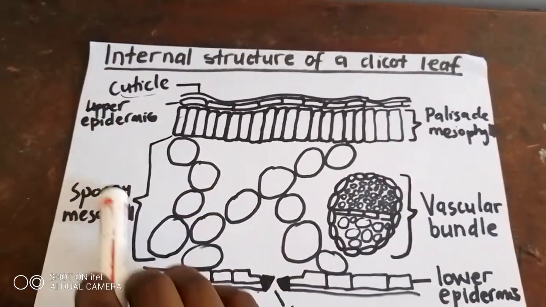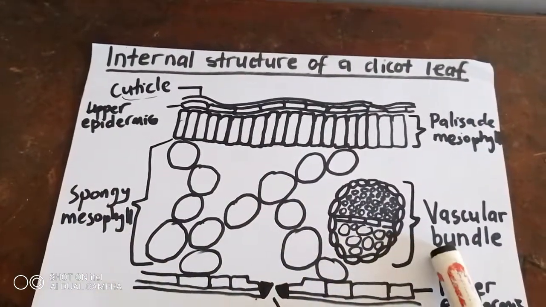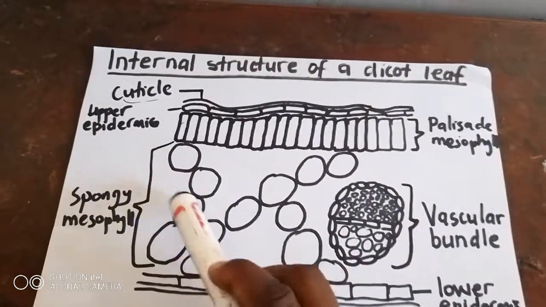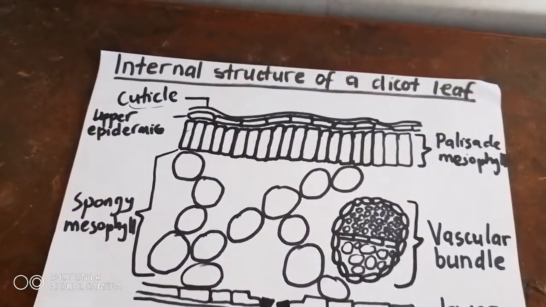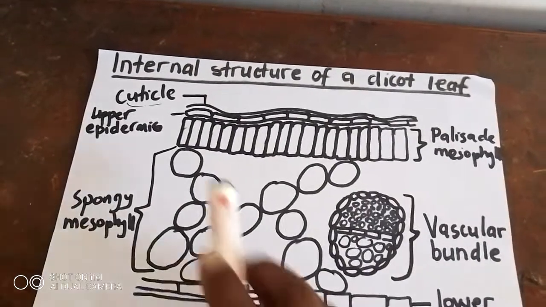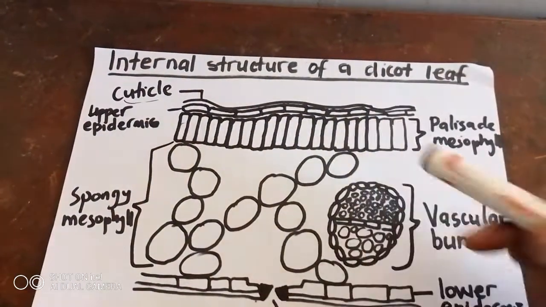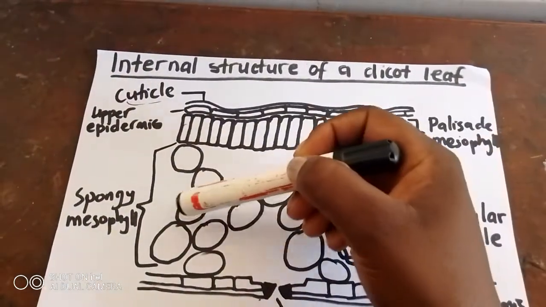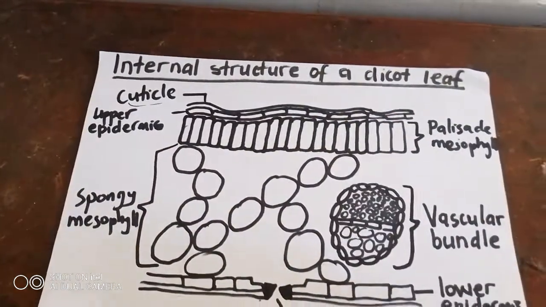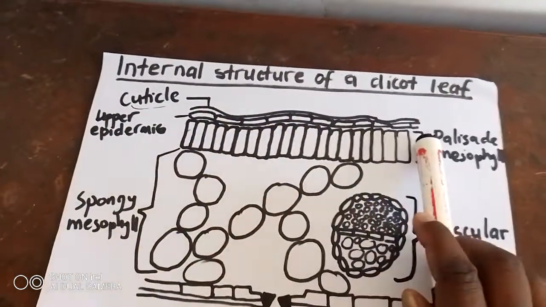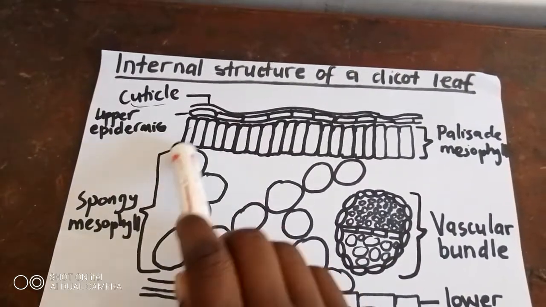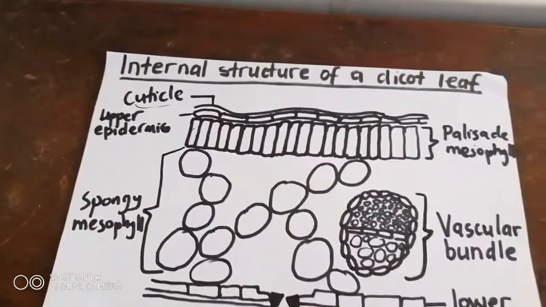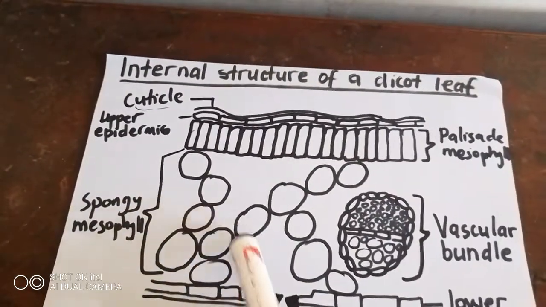This is what we call the spongy mesophyll here. The spongy mesophyll is made up of more rounded, as you can see, more rounded cells with fewer chloroplasts than the palisade cells. Right, so that means here photosynthesis still occurs, but not as much as it does here. Right, so being rounded as they are, they are loosely packed. As you can see, there are spaces in between them.